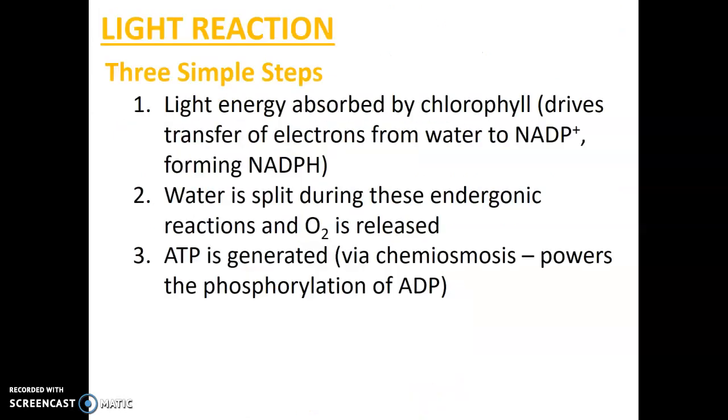So the light reaction, looking at it in more detail, happens in 3 steps. The light energy is absorbed by the chlorophyll, which drives the transfer of electrons from water to NADP, forming NADPH. Water is split during these endergonic reactions, and O2 is released. And ATP is generated via chemiosmosis, which powers the phosphorylation of ADP into ATP.